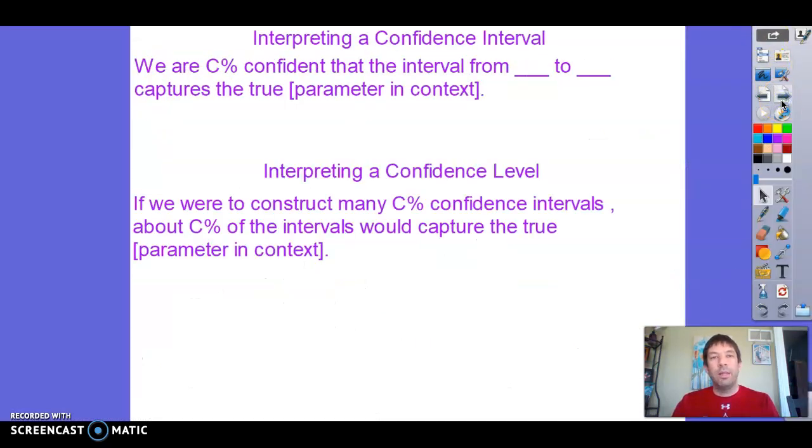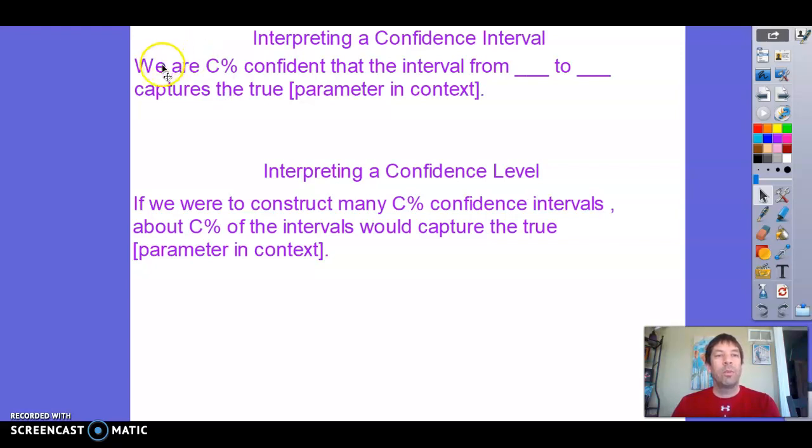Let me just come back here. We want to talk a little bit about interpreting a confidence interval and a confidence level. And we're going to look at a specific problem or two where we talk about these different things, but I just want to go through them briefly here. So interpreting a confidence interval. What we're going to do in this class is we're only really going to look at 95%. We're going to stick with 95%.